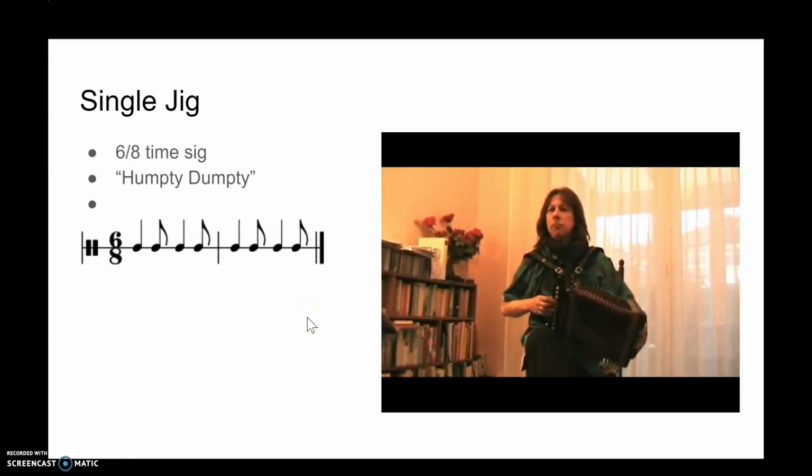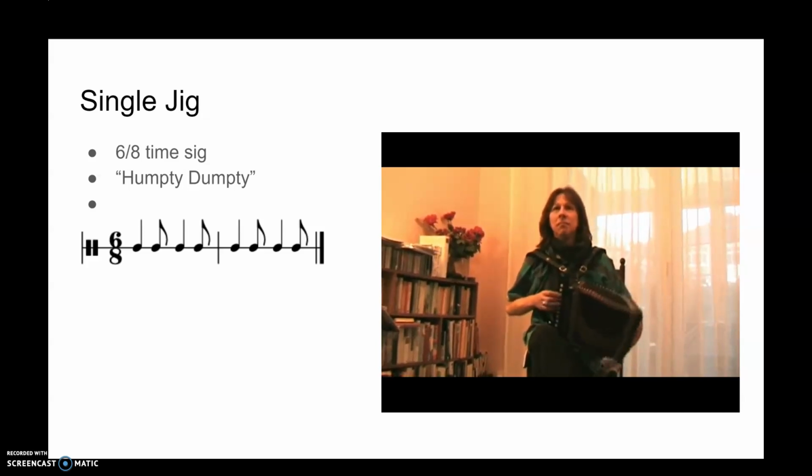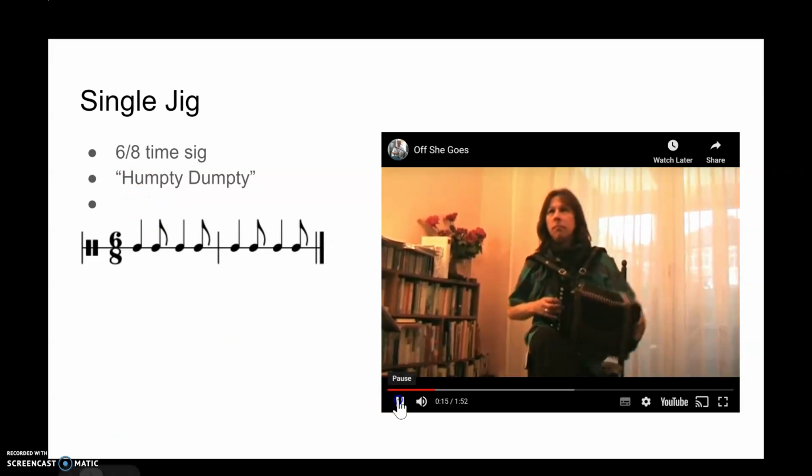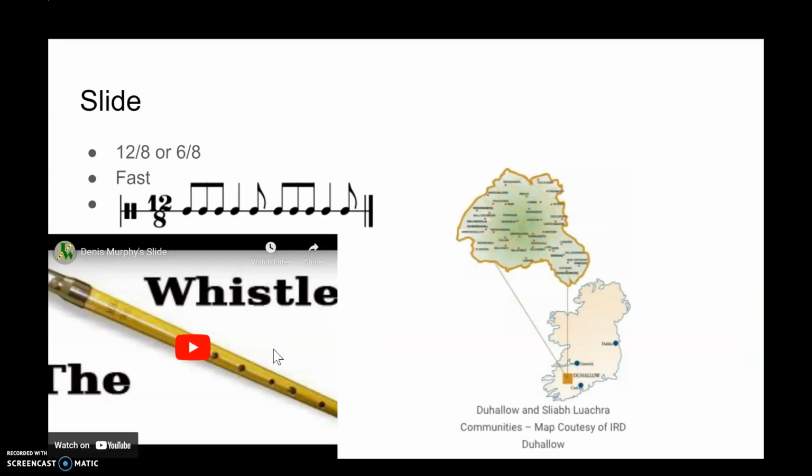1 and 2 and 1 and 2 and 1 and 2. And I keep saying "Humpty Dumpty, Humpty Dumpty." That just works for me. So there you go. The jig's slightly faster than the hornpipe. I'm not going to play the rest of them here. We've got the slide, which is popular in the Slieve Luachra area, and the polka, which is a fast 2/4 time.